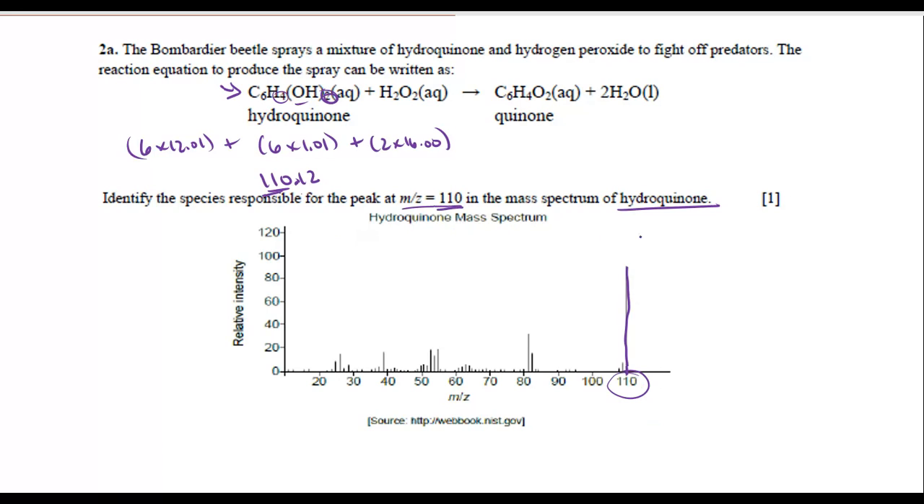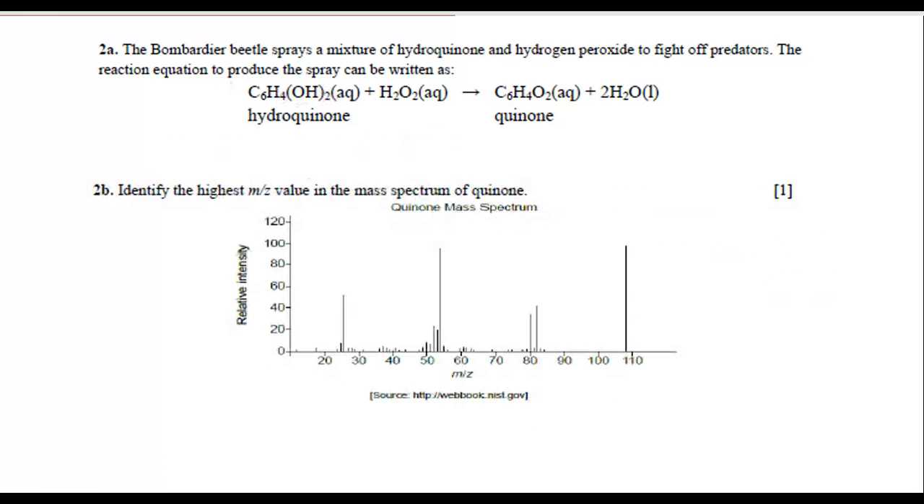So what is the species responsible? We could say that the species responsible is the molecular ion. We could also write it as C6H4OH2 plus. Make sure that you put the plus sign on that to show that it has been ionized in the mass spec. This next question, same idea, but now we're looking at quinone instead of the hydroquinone.